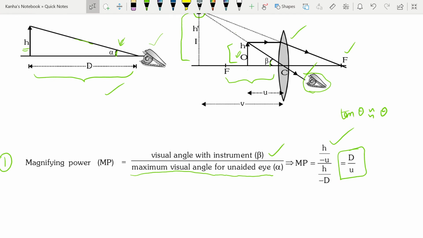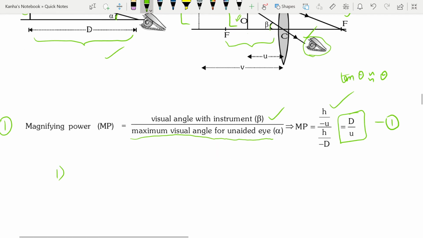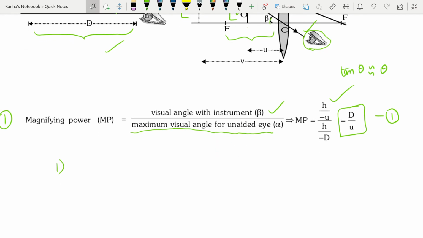There are two cases that are extremely important. First of all, I want you to mark this down. The first case is when image is formed at infinity. Okay, when v is equal to minus infinity, then what do we have? So by the lens equation, I have 1 by v minus 1 by u is equal to 1 by f. Okay, and if I take 1 by v is equal to 1 by minus infinity, then that gives me u is equal to f. So my magnifying power MP is nothing but d by f.